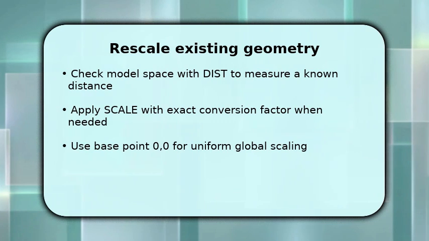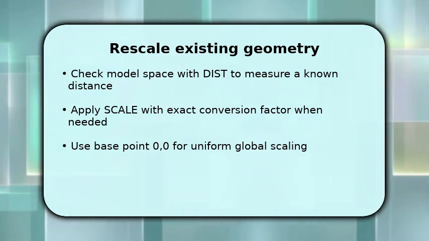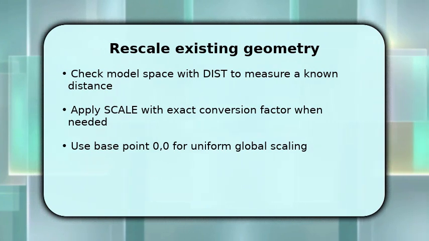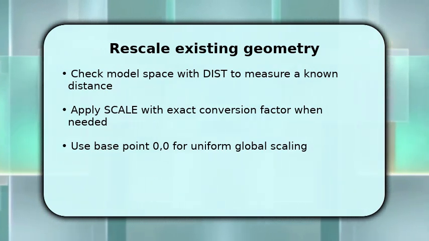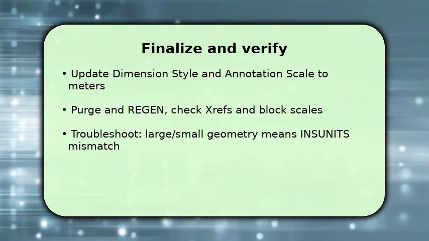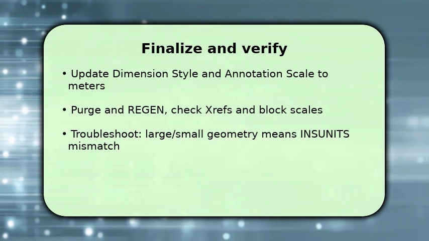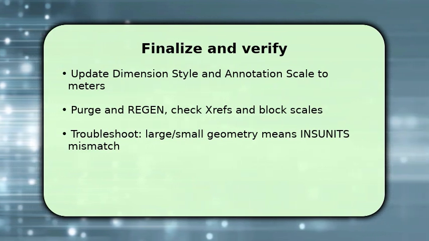Update annotative objects or reapply annotative scales to match meters. Finish by updating dimension styles and annotation scales to meters. Set text and hatch scales accordingly. Purge unused scales and run REGEN to refresh the database. Verify xrefs and blocks, reload or rescale them if they still reference different units.